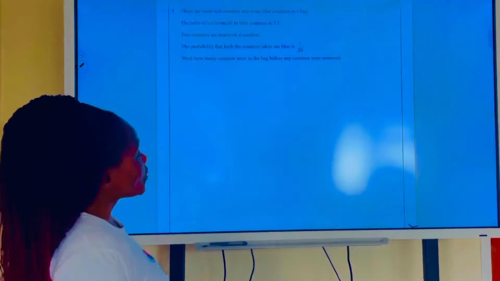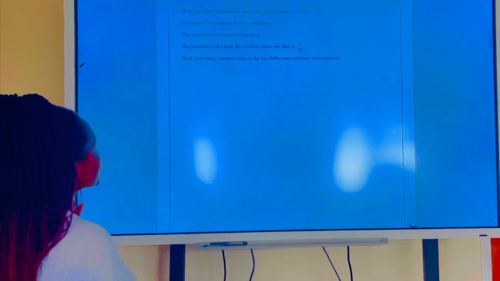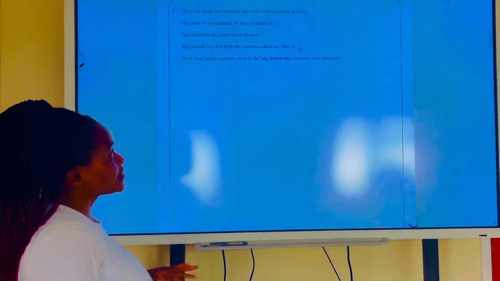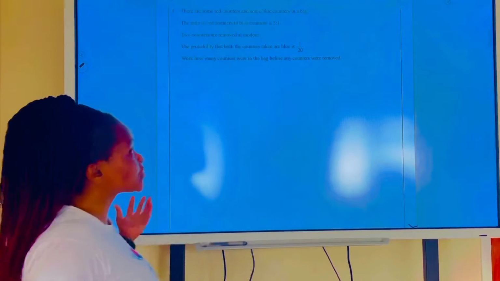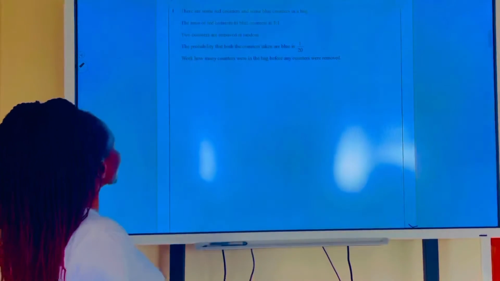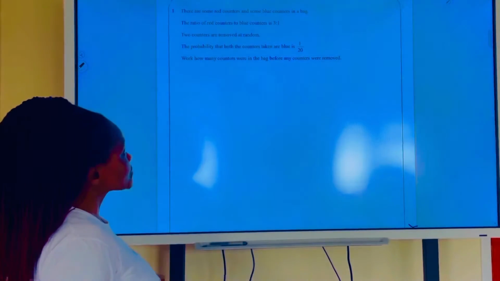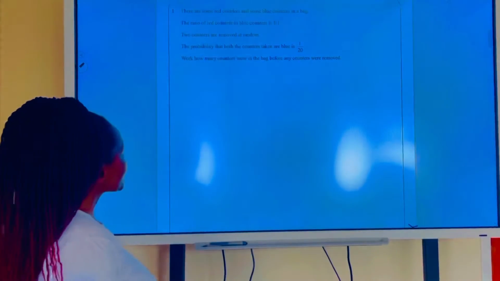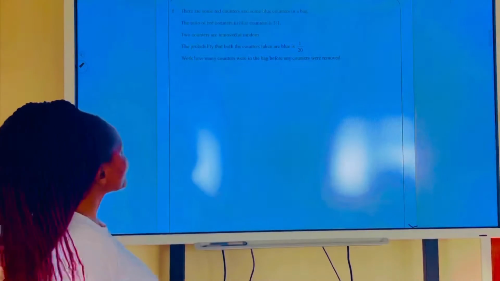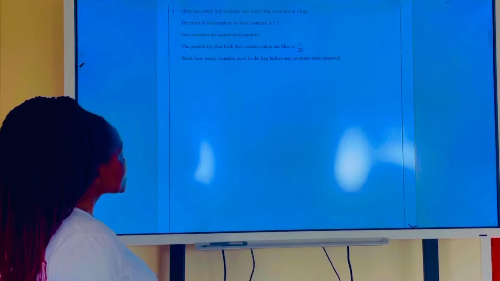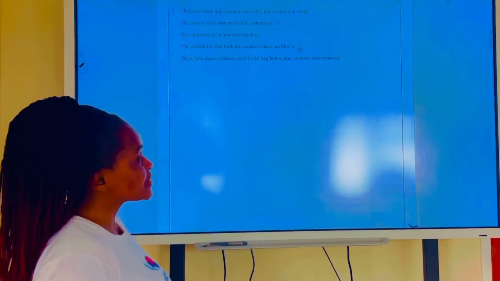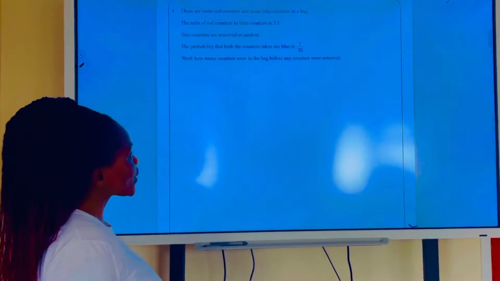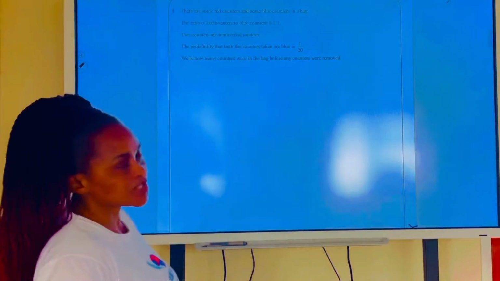I have got a question on the board which goes: there are some red counters and some blue counters in a bag, which means we don't know how many counters are in the bag. The ratio of red counters to blue counters is 3:1. 2 counters are removed at random. The probability that both the counters taken are blue is 1/20. Work out how many counters were in the bag before the counters were removed.